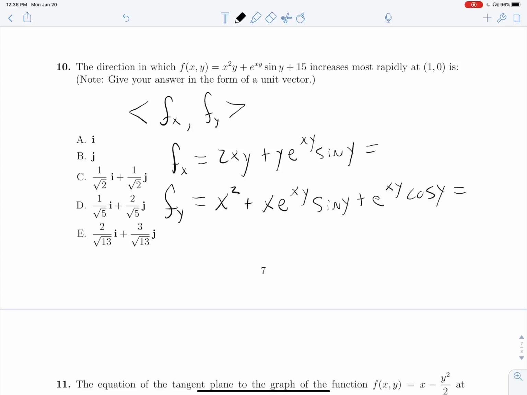Okay, we're plugging 1, 0 in here, and so for f_x, we have a y as a leading coefficient on all of these, so this whole thing is going to be 0. Whereas looking over here, well, this x squared is going to give us 1.